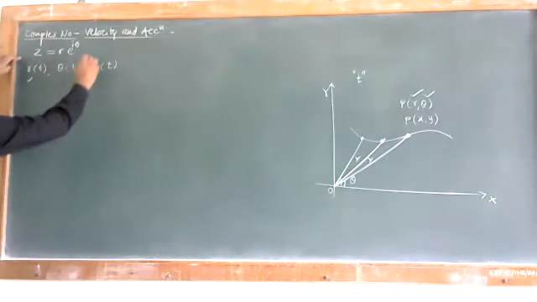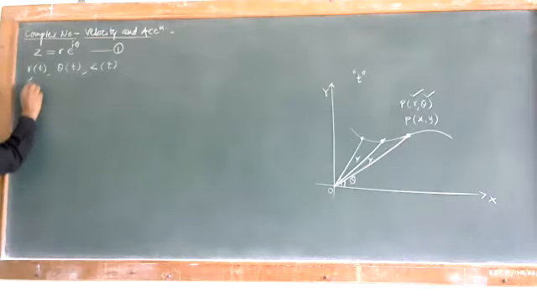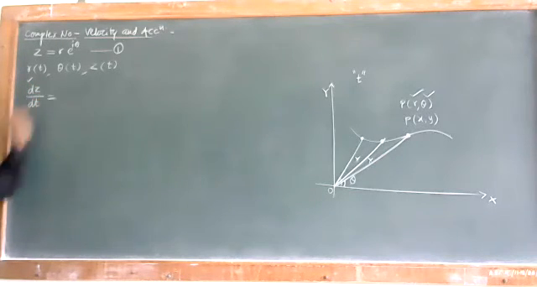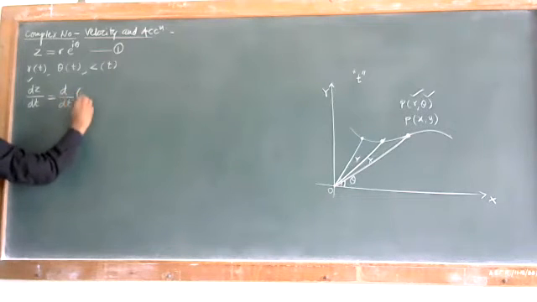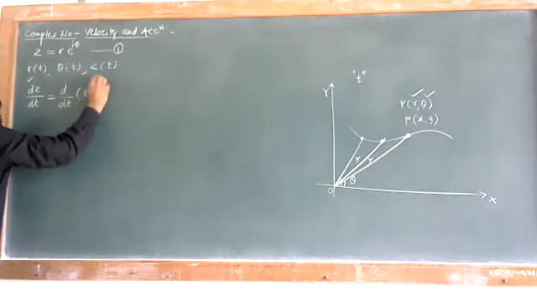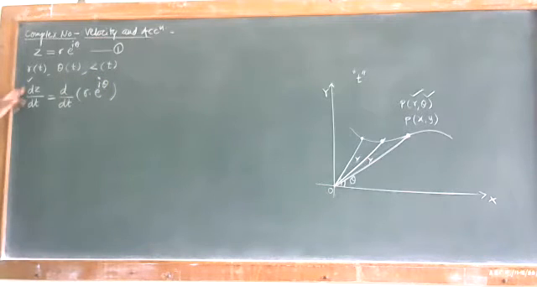So just differentiate this equation number, I'll say equation number 1, and I can say this dz by dt, okay, that is equal to d by dt of r into e raised to i theta. Okay, dz by dt is equal to d by dt of r e raised to i theta. So we can say this dz by dt is nothing but the velocity. So that is nothing but rate of change of displacement with respect to time.